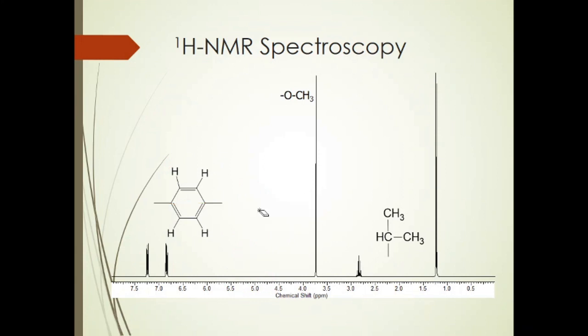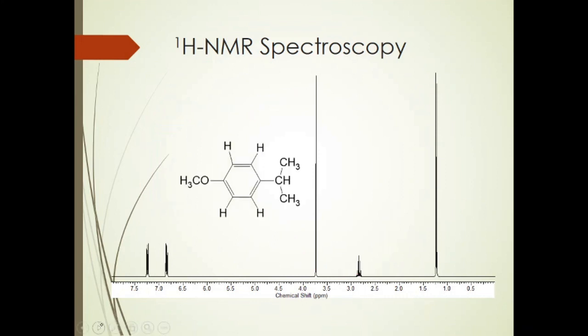So at this point, we have these pieces of the structure, and all that's left is to assemble them, and there's only one way to do that. This aromatic ring is bonded to 2 other groups, and we only have 2 others. So one of those carbons is bonded to the methoxy group, and the other is bonded to the isopropyl group, giving us this final structure.